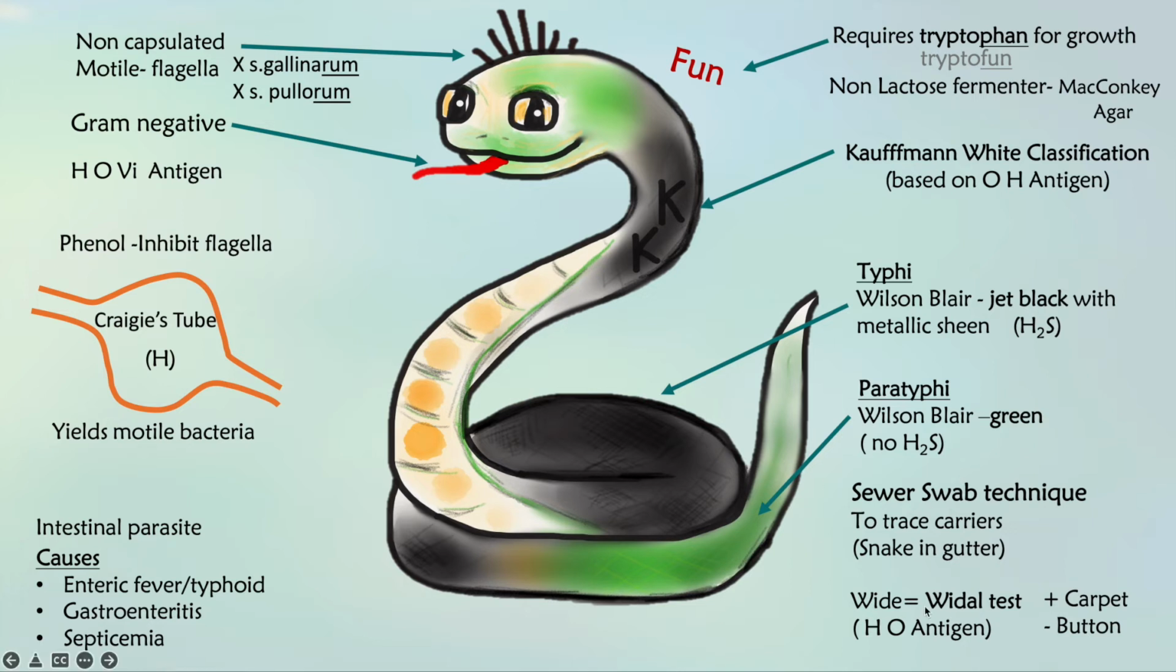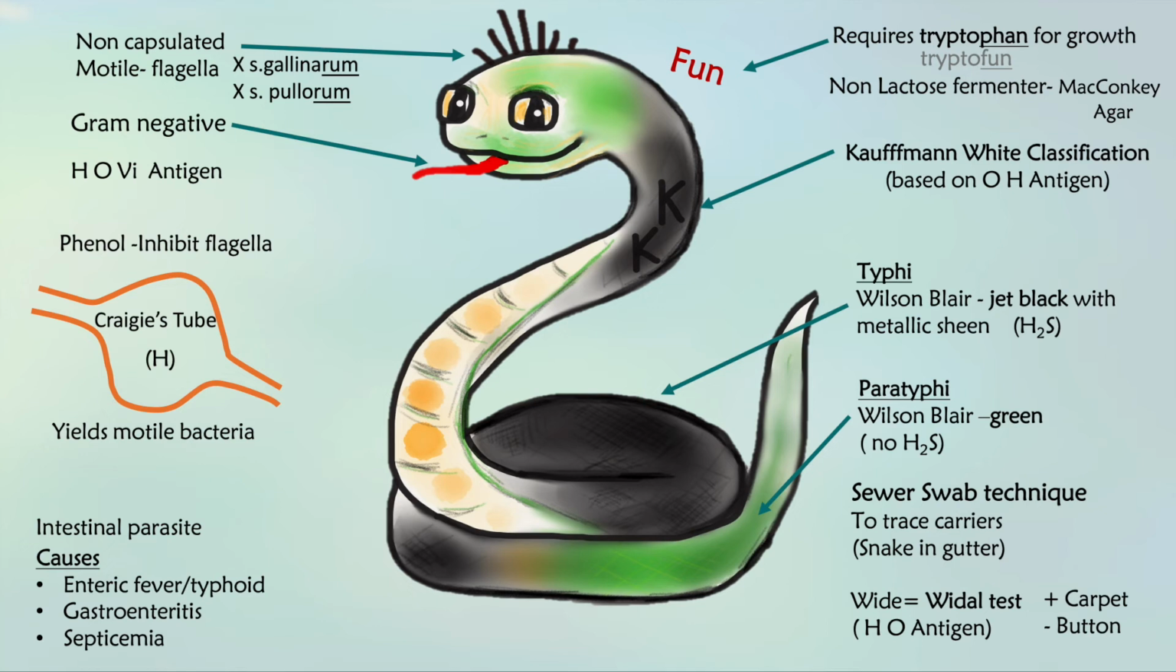So next thing is that a snake is very wide. Wide here refers to the Widal test that uses the H and O antigens to confirm Salmonella species. It is called a positive test if we see carpet colonies, whereas it is negative if we see button colonies in the Widal test. So let's come over here. Salmonella is an intestinal parasite, just as a snake is very long and can travel easily through the intestine, which is also very serpentine.